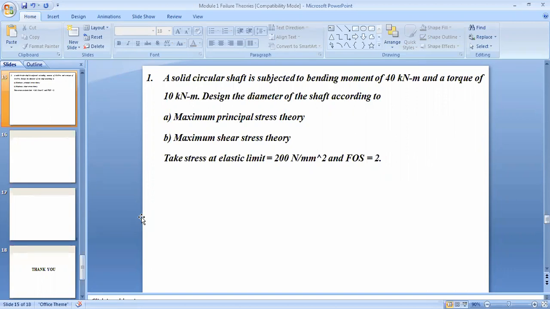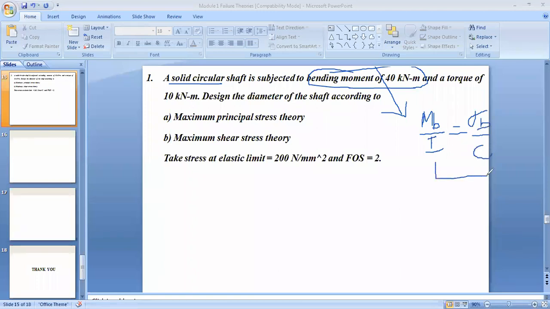In the previous problem, they directly gave sigma x, sigma y, and tau xy, and the yield stress was also given. But in this problem, sigma x, sigma y, and tau xy are not directly given. Then how do you calculate them? The circular shaft is subjected to a bending moment of 40 kilonewton meter. By applying the pure bending moment equation, that is equation number 2.90, M_B by I is equal to sigma_B by c is equal to E by R. From this, calculate sigma B. It is the stress acting in the x direction, that is, sigma x calculated from the bending moment.